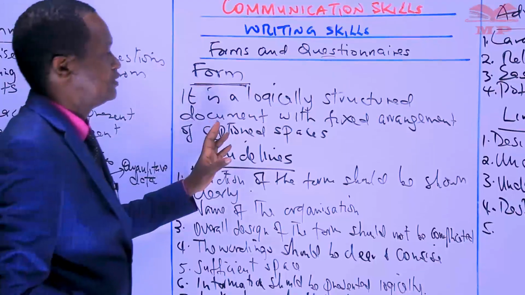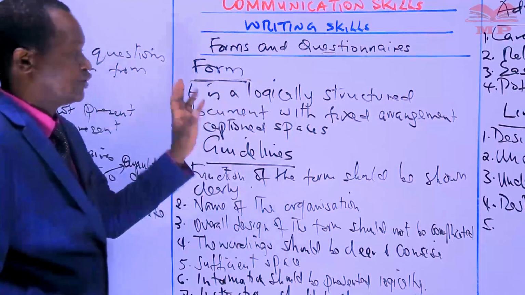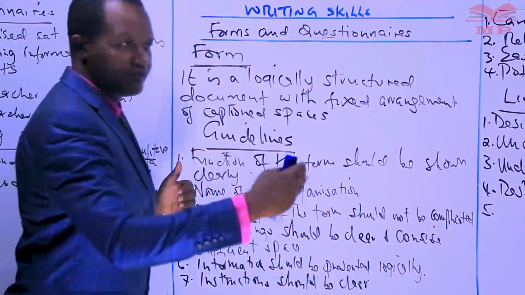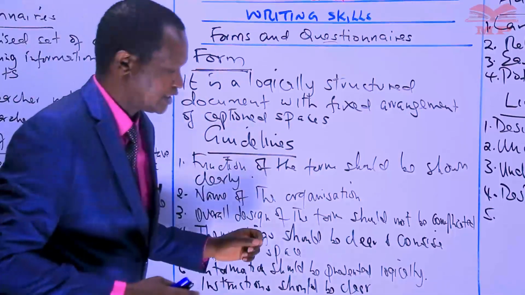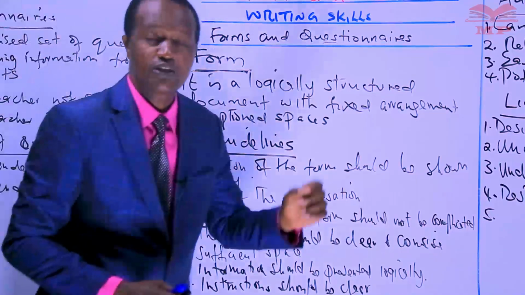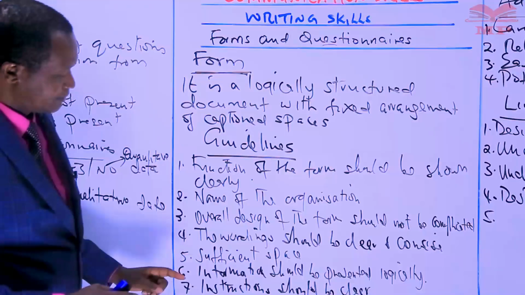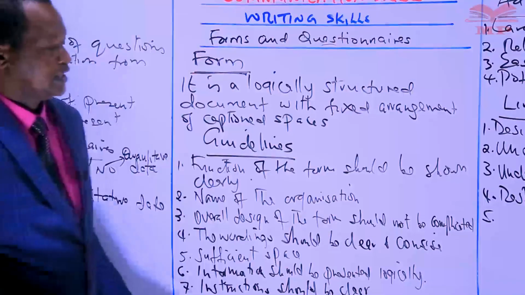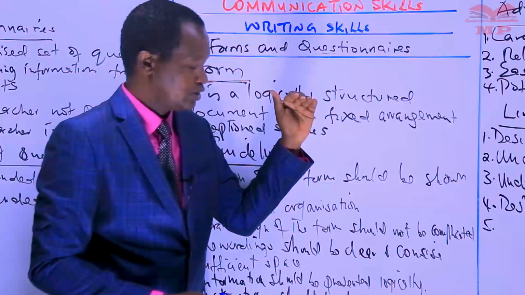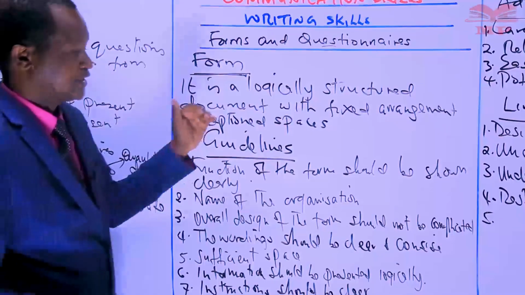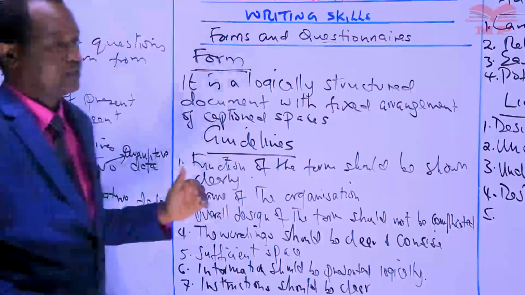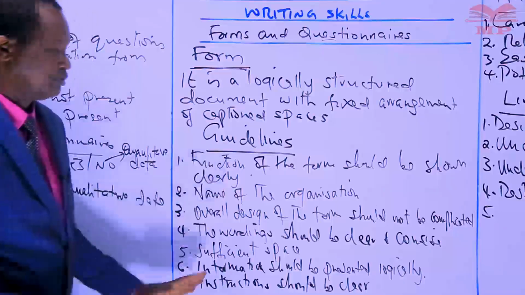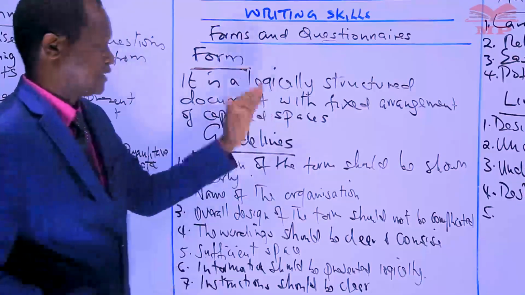Remember, a form is a logically structured document with fixed arrangement of captioned spaces. So the spaces that are left on the form should be sufficient enough to provide the information that is required. Number 6, you've said that information should be presented logically. There should be a certain sequence, sequentially arranged questions that follow a certain logic. There should be a certain flow of questions that will allow information to be presented logically.